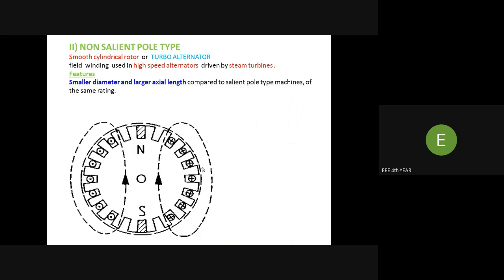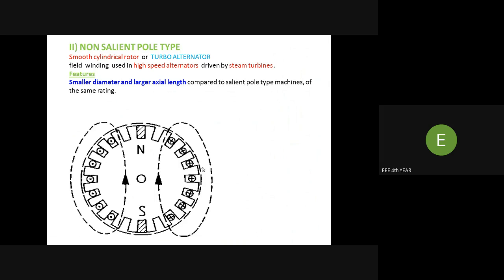The next type of construction is the non-salient pole type of rotor, in cylindrical shape. A smooth cylindrical rotor, it is also named as turbo alternator. The field windings are used in high-speed alternators driven by steam turbine. Mostly this type of construction is employed for the steam turbine. The main features of the non-salient pole rotor are smaller diameter and larger axial length. It is opposite to the salient construction, but with the same rating.